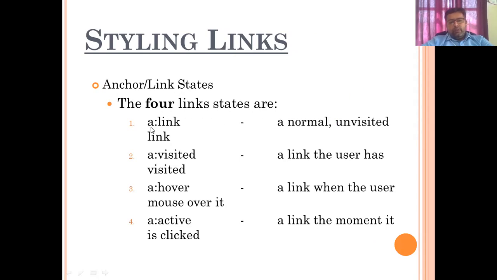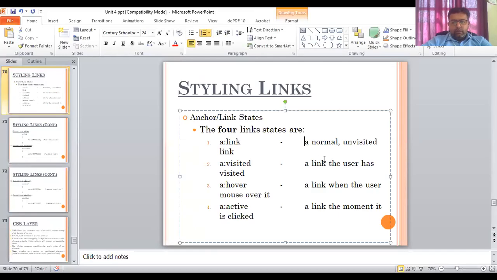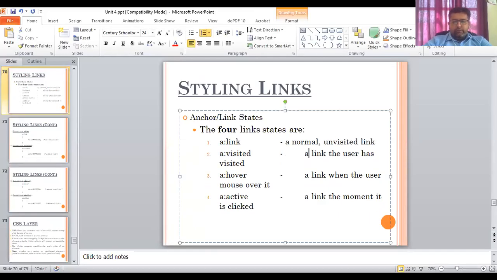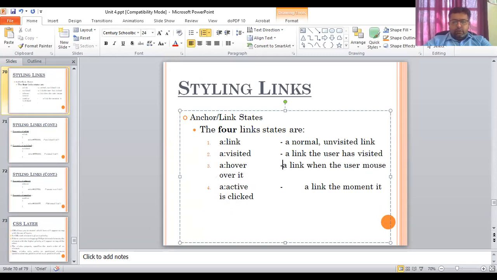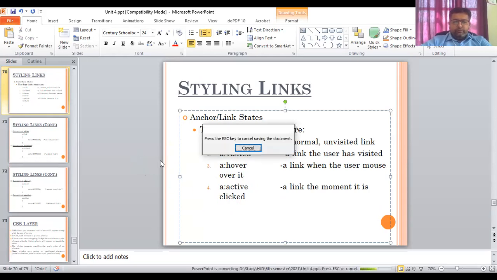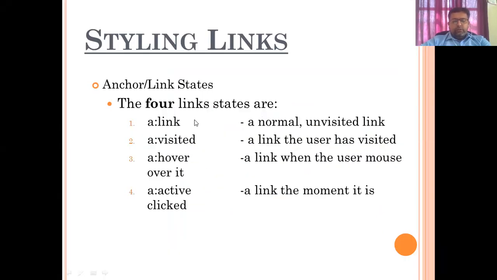So the 4 link states are: anchor tag, link, basically if we write a link, right? So in that way the meaning is a normal, unvisited link. Suppose we are writing visited, so a link that the user has already visited, right? Let me correct over here. It will be like this, so we will not get confused. Let me save it. Okay, so it is in this way.